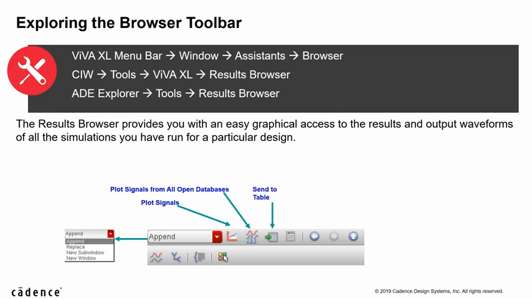Clicking the Send to Table button sends the numerical data to a results display window. For instance, you can see the data of a signal at every transient time point in a column format. Clicking the Send to Calculator button sends the signal expression to the calculator buffer where you can manipulate it with the calculator functions. Following that, we have the buttons that allow you to traverse between different directories. Let's go to the next slide and look at the buttons in the second row.